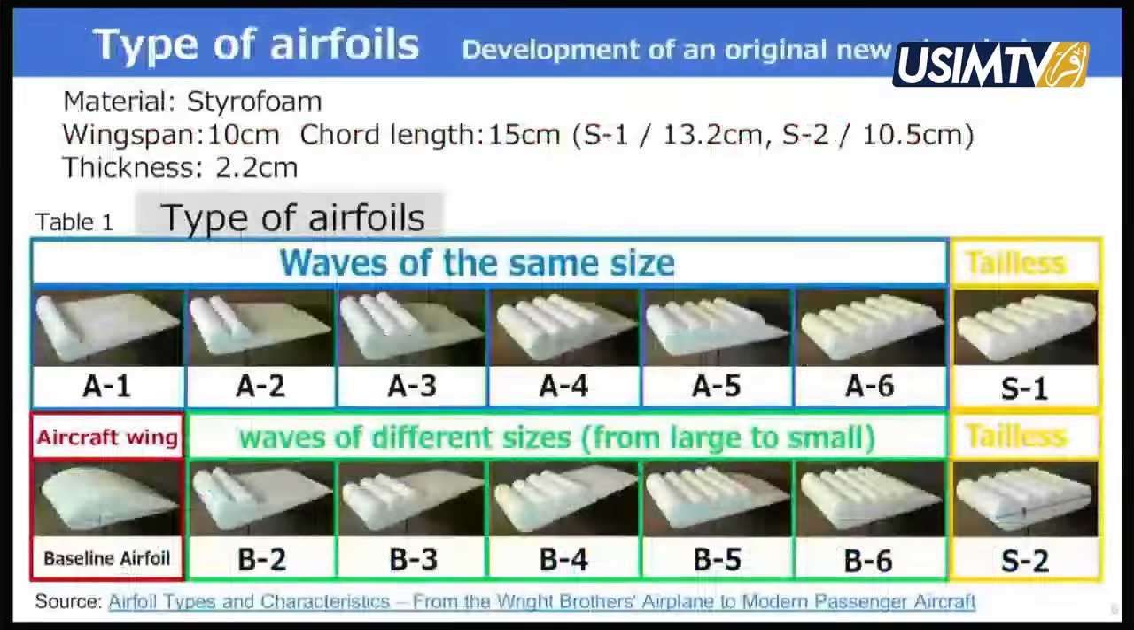So first, these are the airfoil types. Type A features a design with the waves of the same size. Type B features a design with the waves gradually slowing down. And type S features a tailless design of A6 and B6.